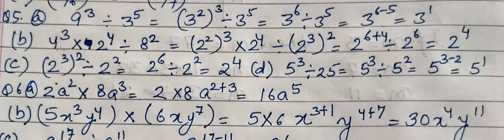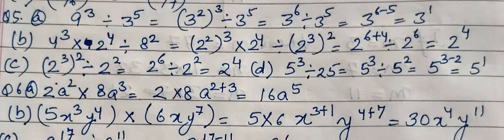In the B part, 4 cubed into 2^4 divided by 8 squared. I convert 4 and the number 8 in terms of 2, which comes out to be (2^2)^3 multiplied by 2^4 divided by (2^3)^2, because 8 can be written as 2 cubed, whole squared, which on solving comes out to be 2^4.